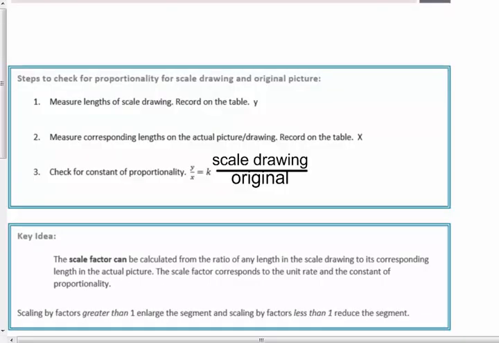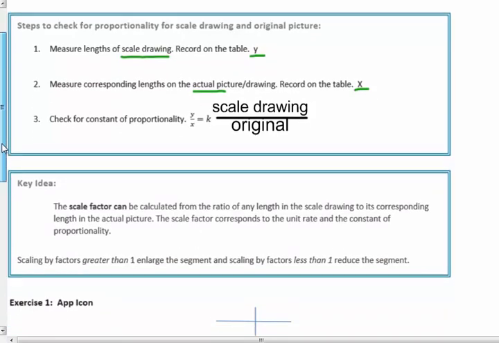Steps to check for proportionality for a scale drawing and an original picture. Measure the lengths of the scale drawing. I did that on the little Rubik's cube there. And record it in Y. Then measure the corresponding lengths of the actual picture, and put it in X. Because the scale is Y, the actual picture is your X. Then figure out if they do have a constant of proportionality. I did those 3 steps.